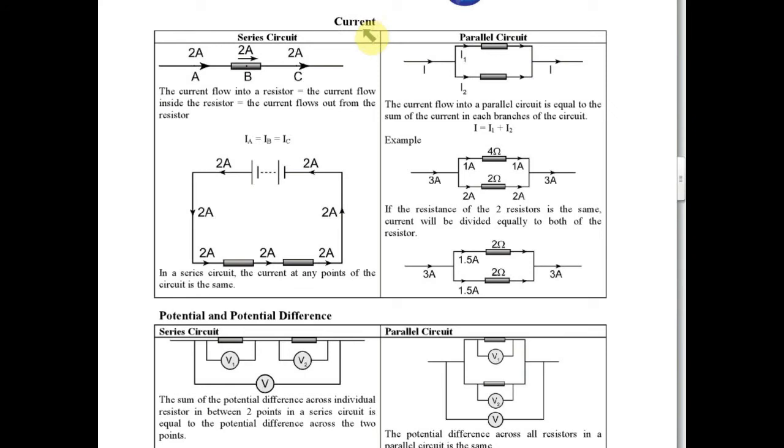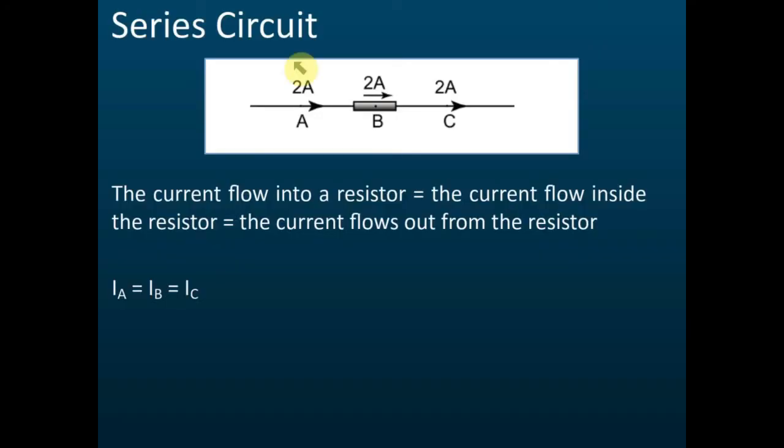Current in a circuit. There are a few things that you need to know about the current in a circuit. The very first thing is that the current flowing into a resistor is equal to the current flowing inside the resistor and is equal to the current flowing out from the resistor. In this case, you can see that there's a resistor.